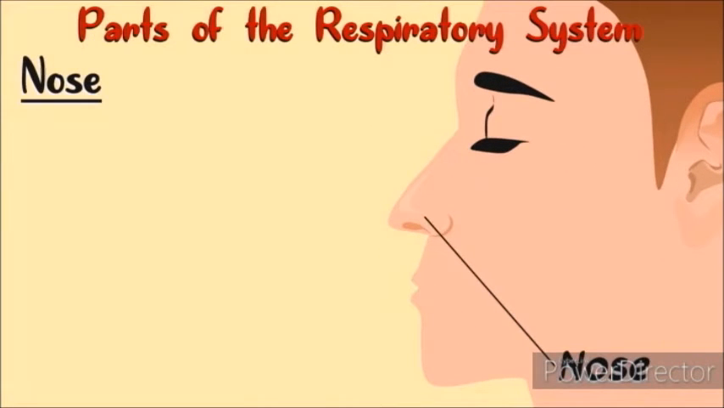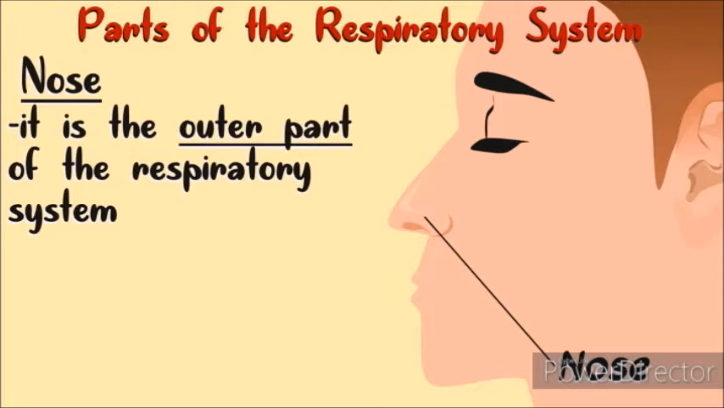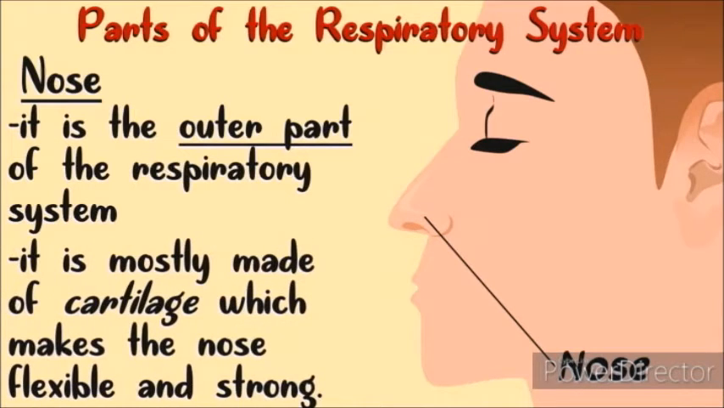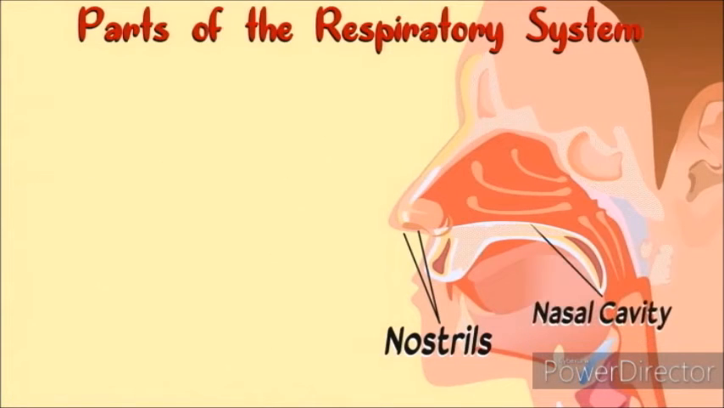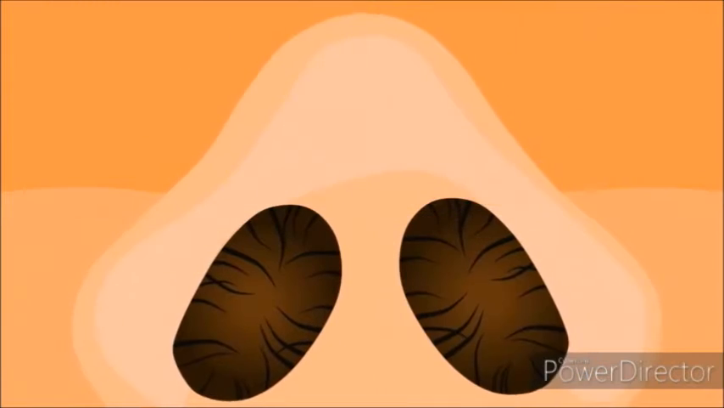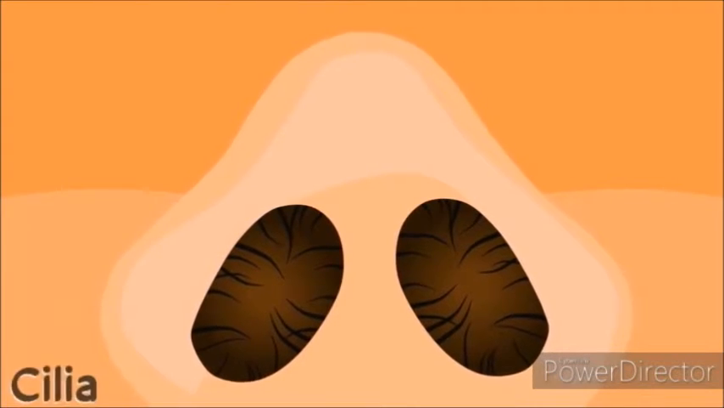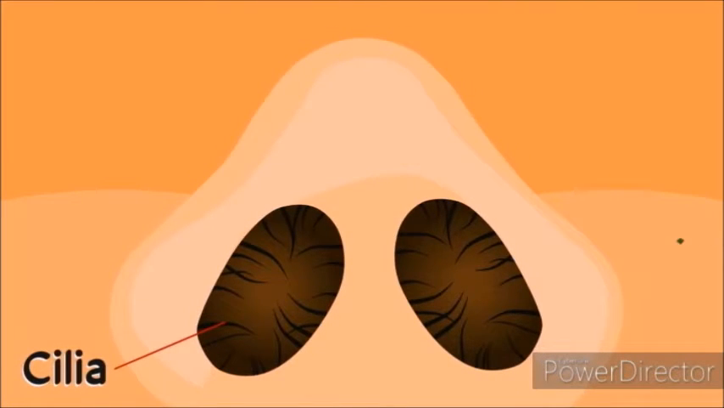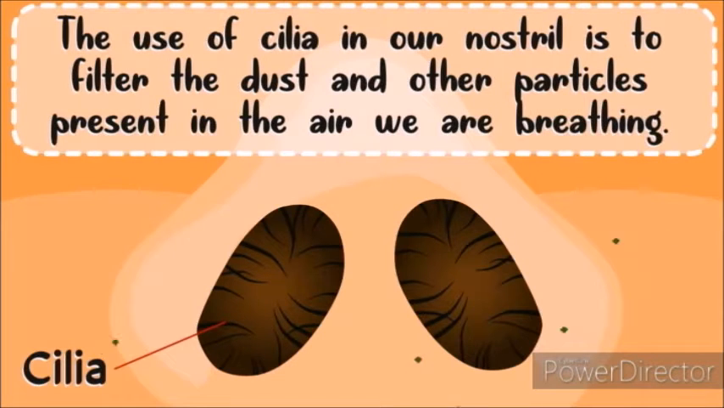This is the nose. It is the outer part of the respiratory system. It is mostly made up of cartilage, which makes the nose flexible and strong. The nose has two openings called nostrils. Nostrils lead the airway to the nasal cavity. Nostrils are lined with small hairs called cilia. The use of cilia in our nostrils is to filter the dust and other particles present in the air we are breathing.